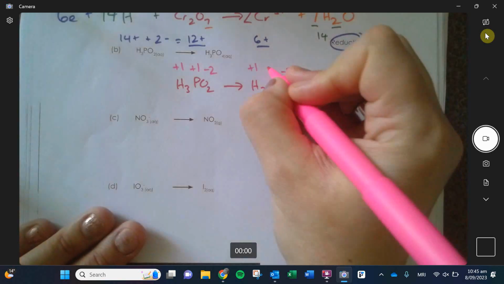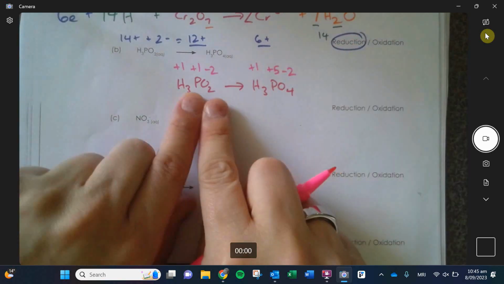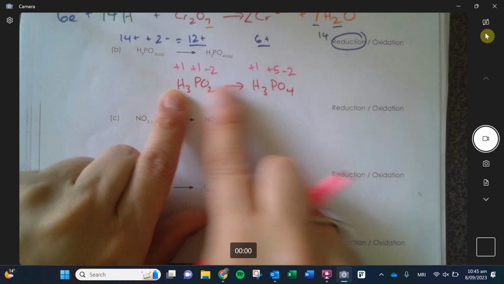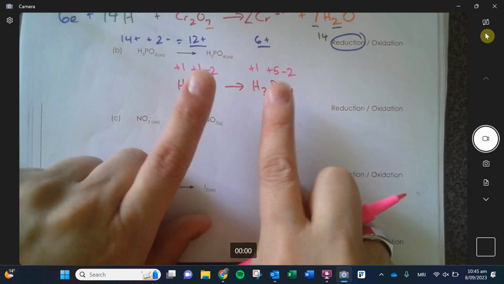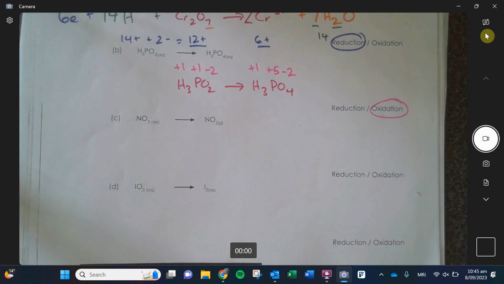So looking at those oxidation numbers, I can see that phosphorus has gone from 1 to 5. So that's an increase in oxidation numbers. So that tells me oxidation. And when I do my half equation, it should also have the same result. It should also have 5 electrons being lost when I do this math. So I can verify and idiot check myself. All right, half equation time.